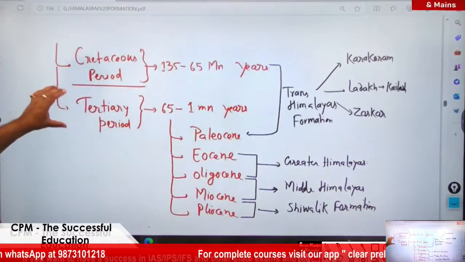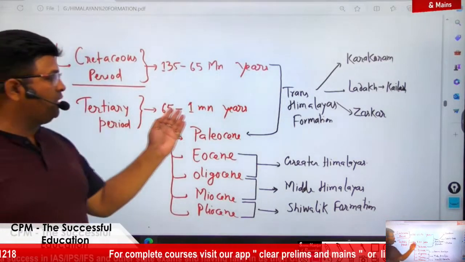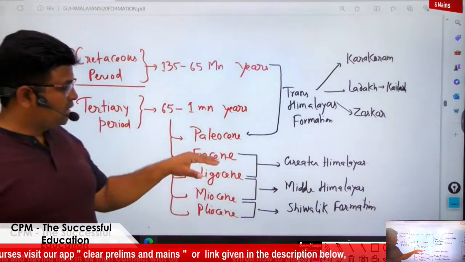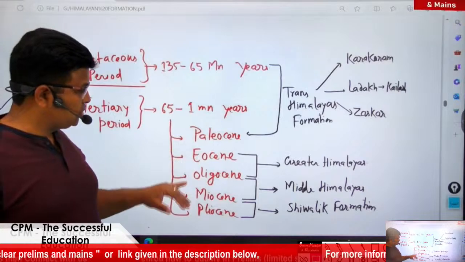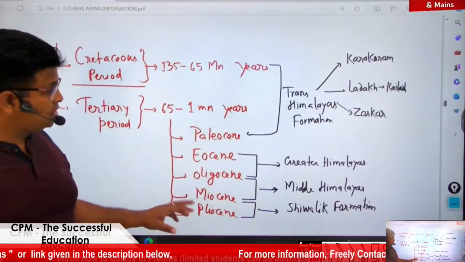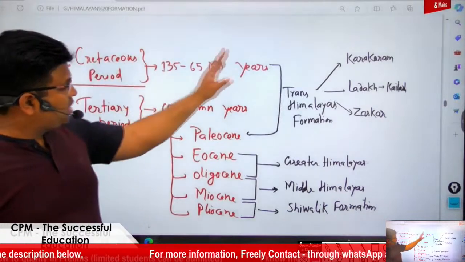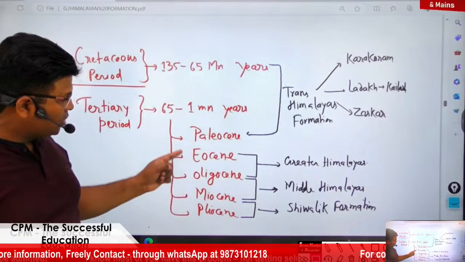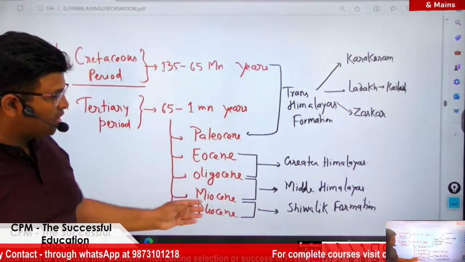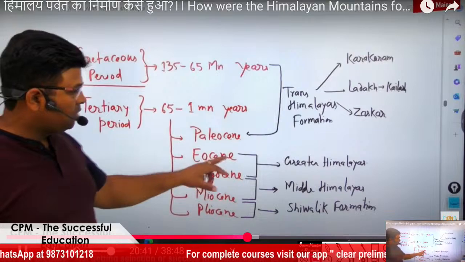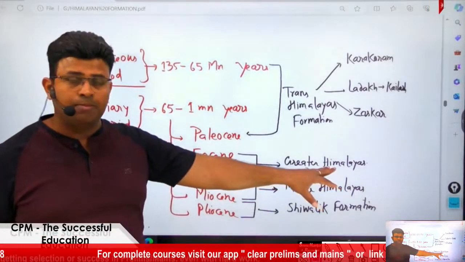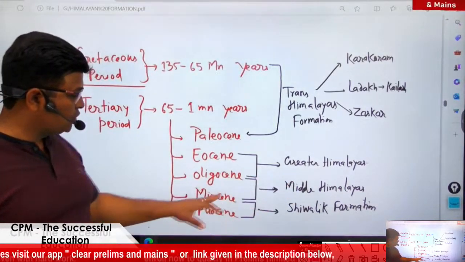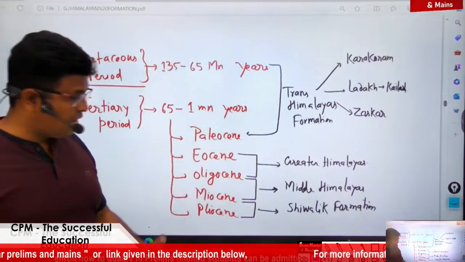During the Tertiary period, from 65 million to 1 million years ago, the formation of the Himalayas took place. The epochs are Paleocene, Eocene, Oligocene, Miocene and Pliocene. From the Cretaceous period to Paleocene, the Trans-Himalaya was formed, and from Eocene, Oligocene, Miocene to Pliocene, the Himalayas were formed. From Eocene to Oligocene, the Greater Himalayas; from Oligocene to Miocene, the Middle Himalayas; and from Miocene to Pliocene, the Shivalik range.